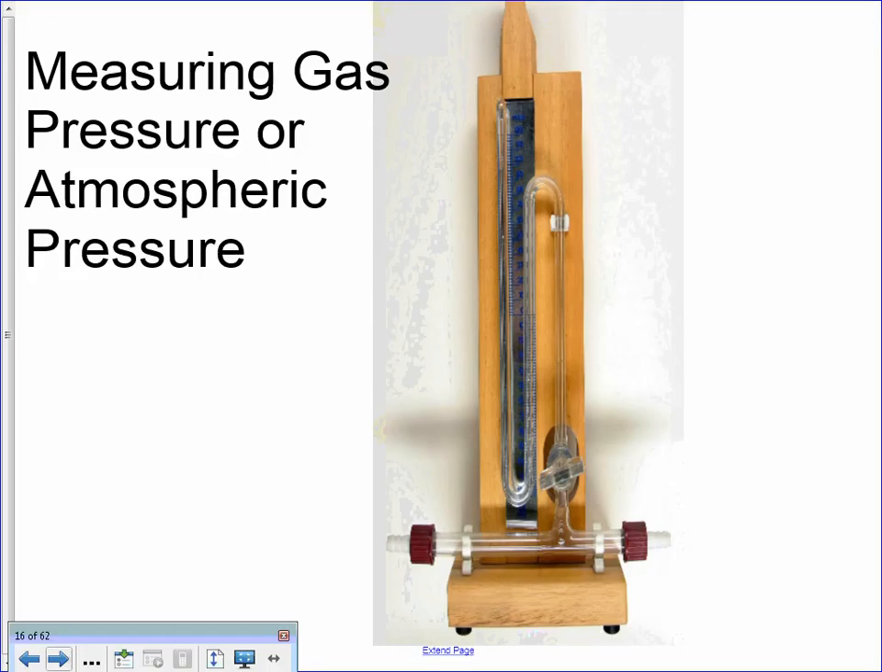Ooh, who knows what this is? What is this fancy device? Can you see it? What measures pressure? That is a barometer. It's kind of hard to see. There's mercury in here.